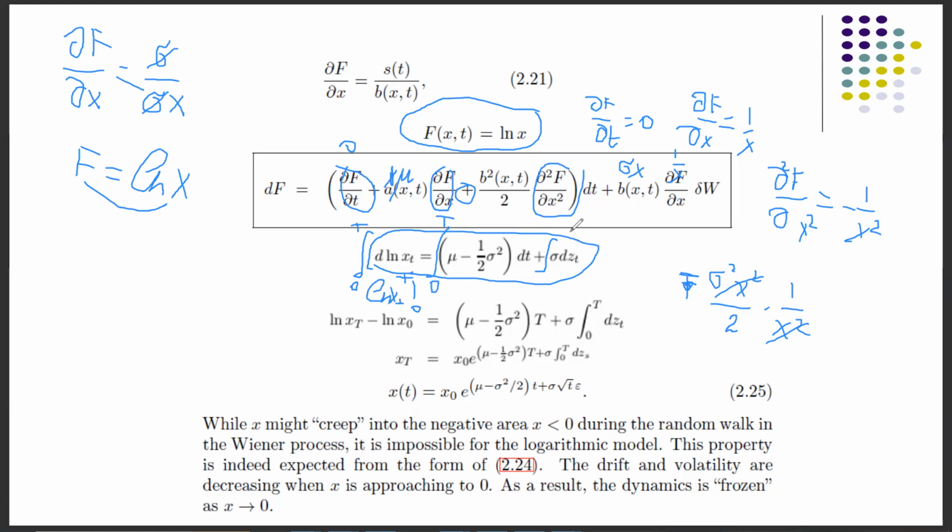And what is this? It is the integral where we have the stochastic differential, and we agree that this integral means just random changes, and we can write it like this value: dz_T minus dz_0, and we can write this in this way.